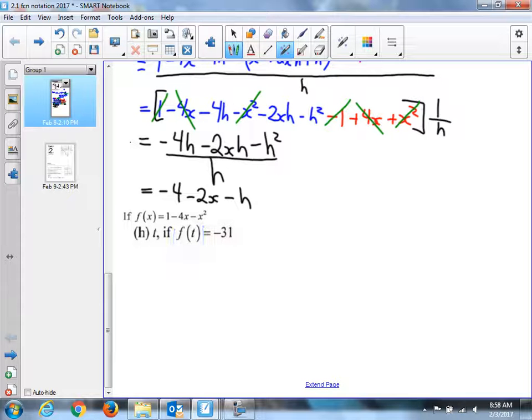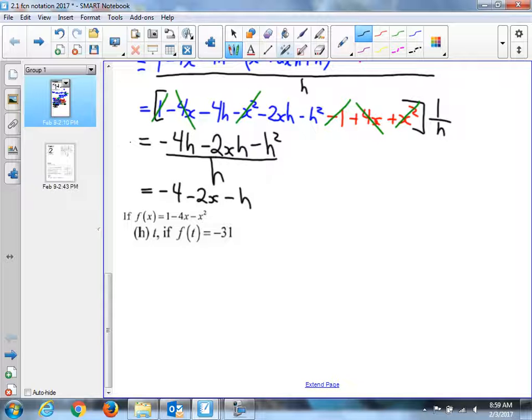Now, it doesn't matter that it's t. You could just say, well, f of t is minus 31. Well, let's just see here. So f of t really refers to 1 minus 4t minus t squared. t is that particular value. Maybe it's a time or something like this.